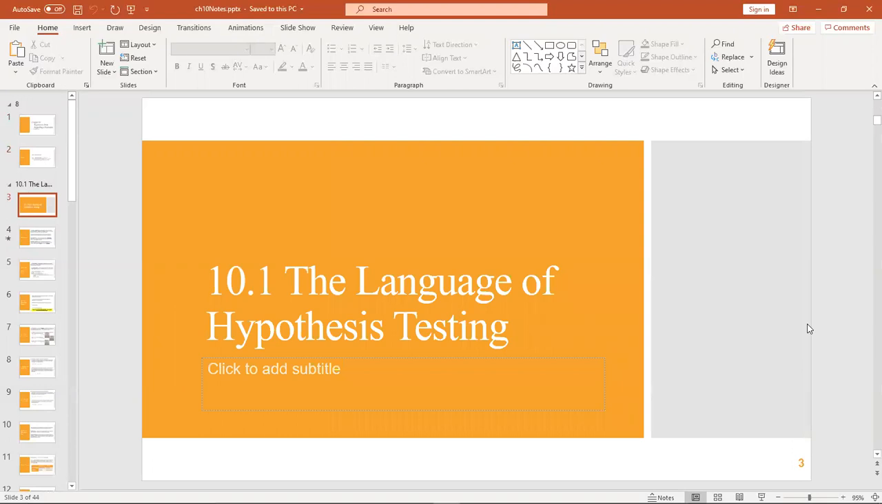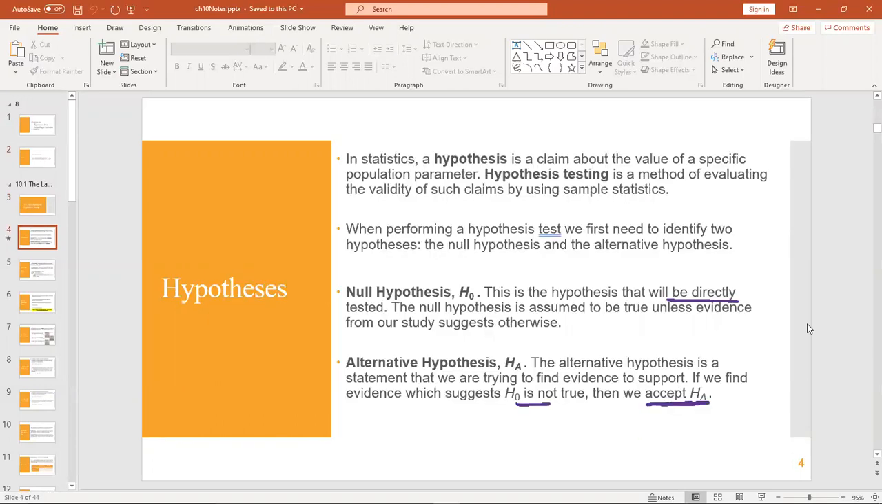So first, let's look at some terminology and concepts about hypothesis testing. A hypothesis is a claim of some parameter, and a hypothesis test is going to determine how valid it is to make claims about that parameter. We need to have two hypotheses if we're going to do a hypothesis test. One of them is called the null hypothesis, and the other is called the alternative hypothesis.